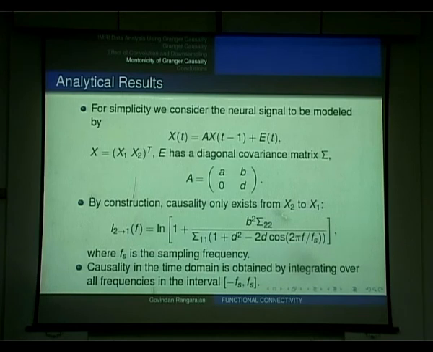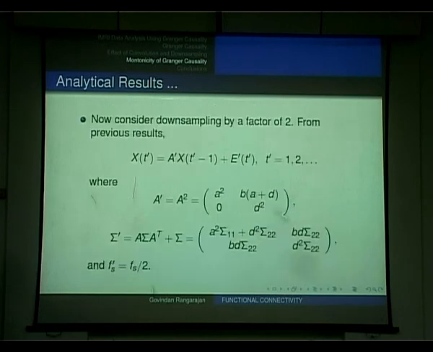So essentially again looking at neuronal signal which is being modeled by this autoregressive process. So you are predicting x at time t using x at time t minus 1 with an error, and this is all, you can do a more general analysis, I'm just giving it here for simplicity. And by construction you see that causality exists only from 2 to 1, only this off diagonal term is non-zero, and this is the expression that you get. And if you do the downsampling, as I said, you have to replace a by a prime, which is a squared. So this is what you get.